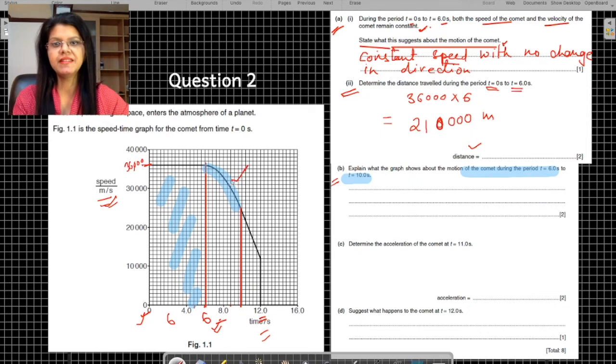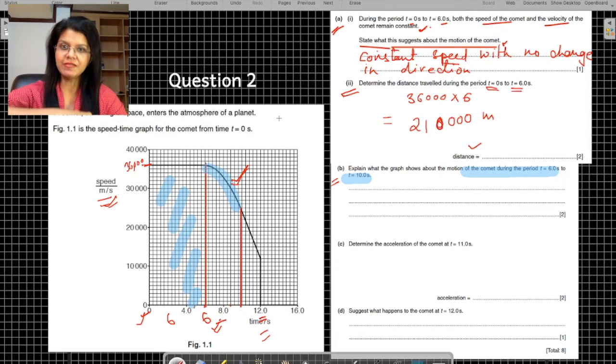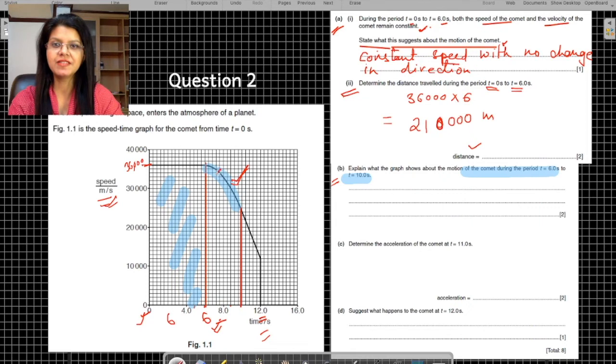So what is happening here? It is a speed time graph going down. It is a downward going curve, right? Speed is decreasing. If you see the value of the speed going down from this value to this value to this value, the speed is going down. So what does it show? It is a downward going graph. It is a negative slope graph. It shows deceleration. That should be your answer.